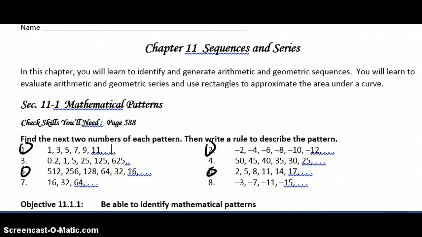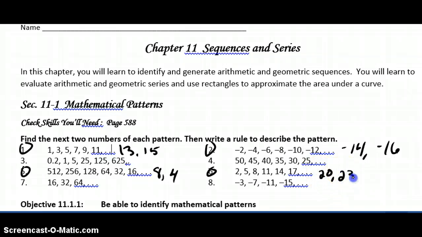So hopefully you've completed these problems. Number 1, your next 2 terms should be 13 and 15, adding 2 to the previous term. Number 2, you are decreasing by 2, so you're subtracting 2 from each term. So your next 2 terms should be negative 14, negative 16. Number 5, your next 2 terms would be 8 and 4 because you're dividing each term by 2 to get to the next term. And number 6, you see that you are adding 3 to each successive term. So your next 2 terms are 20 and 23.